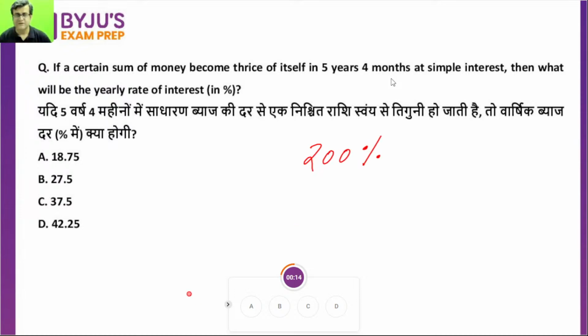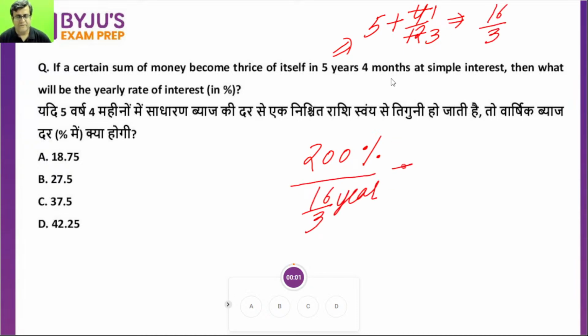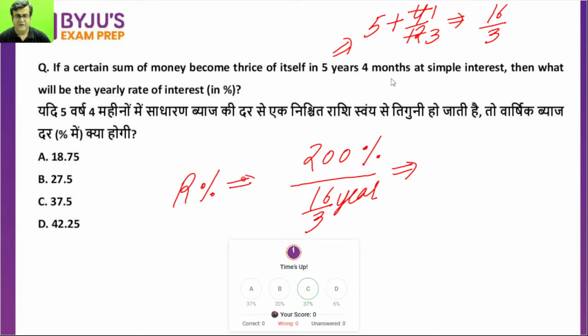Aman, just listen. The time is 5 years 4 months. 4 months you will have to change to years, divide by 12. 3 5s are 15 plus 1, 16. So the total time is 16 by 3 years. That's it. Just calculate. Now at least you can. Everybody do it.